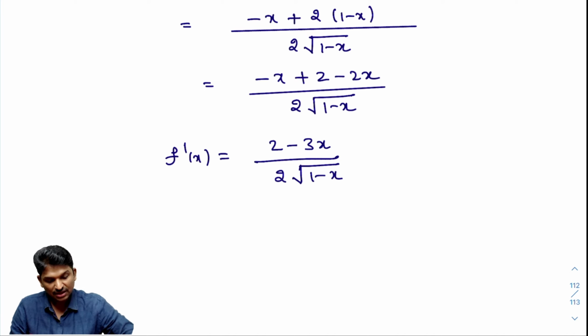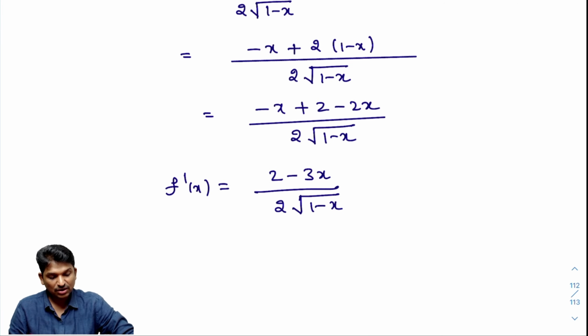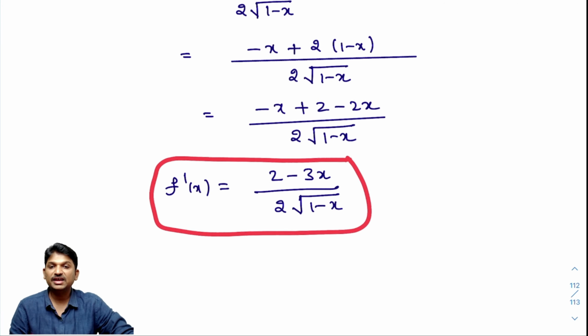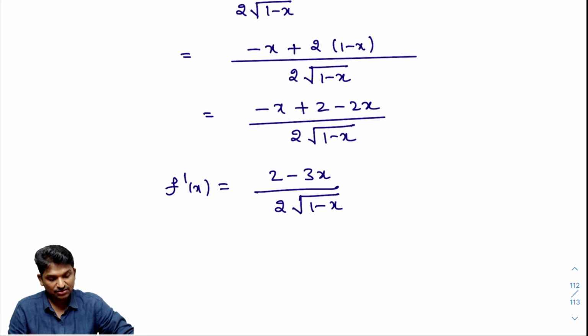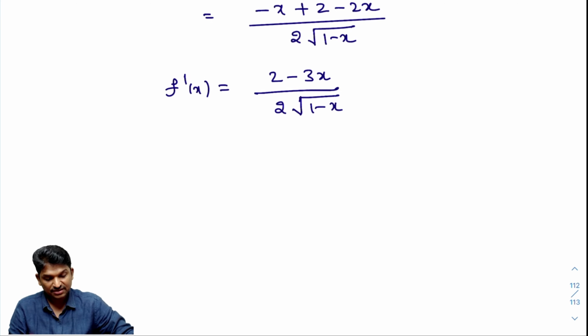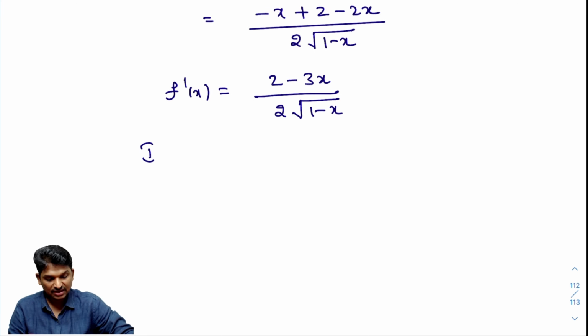Now, first I calculated f dash of x. Now I'll equate it to 0 to get the x values. Equate it to 0. If f dash of x equals 0.